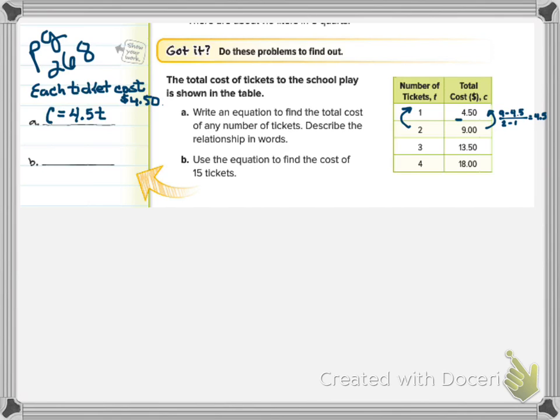And then we're asked to use that equation to find the cost of 15 tickets. So I'd like you to take that and plug it in and find the cost of 15 tickets. So hopefully you got $67.50 for the cost of 15 tickets.